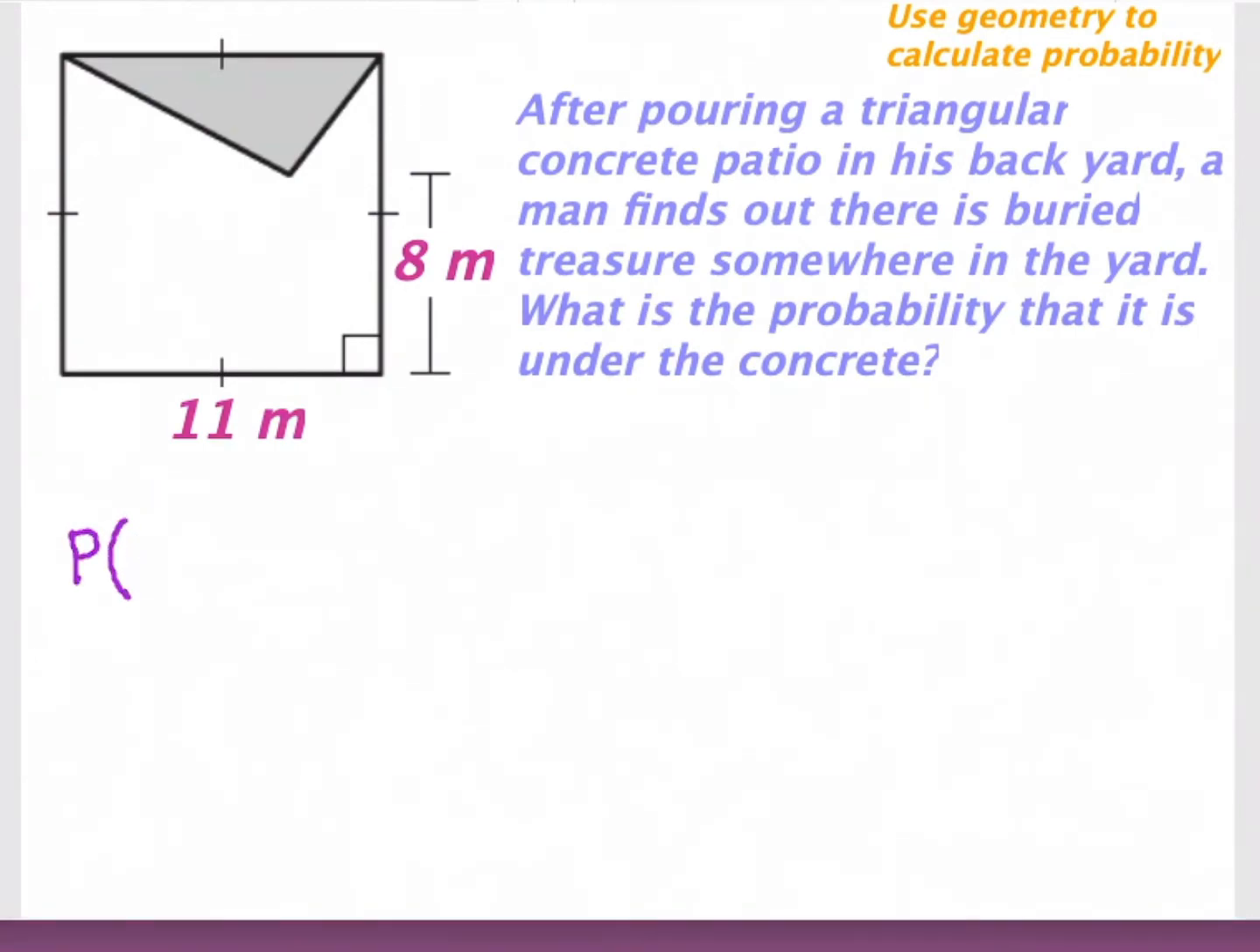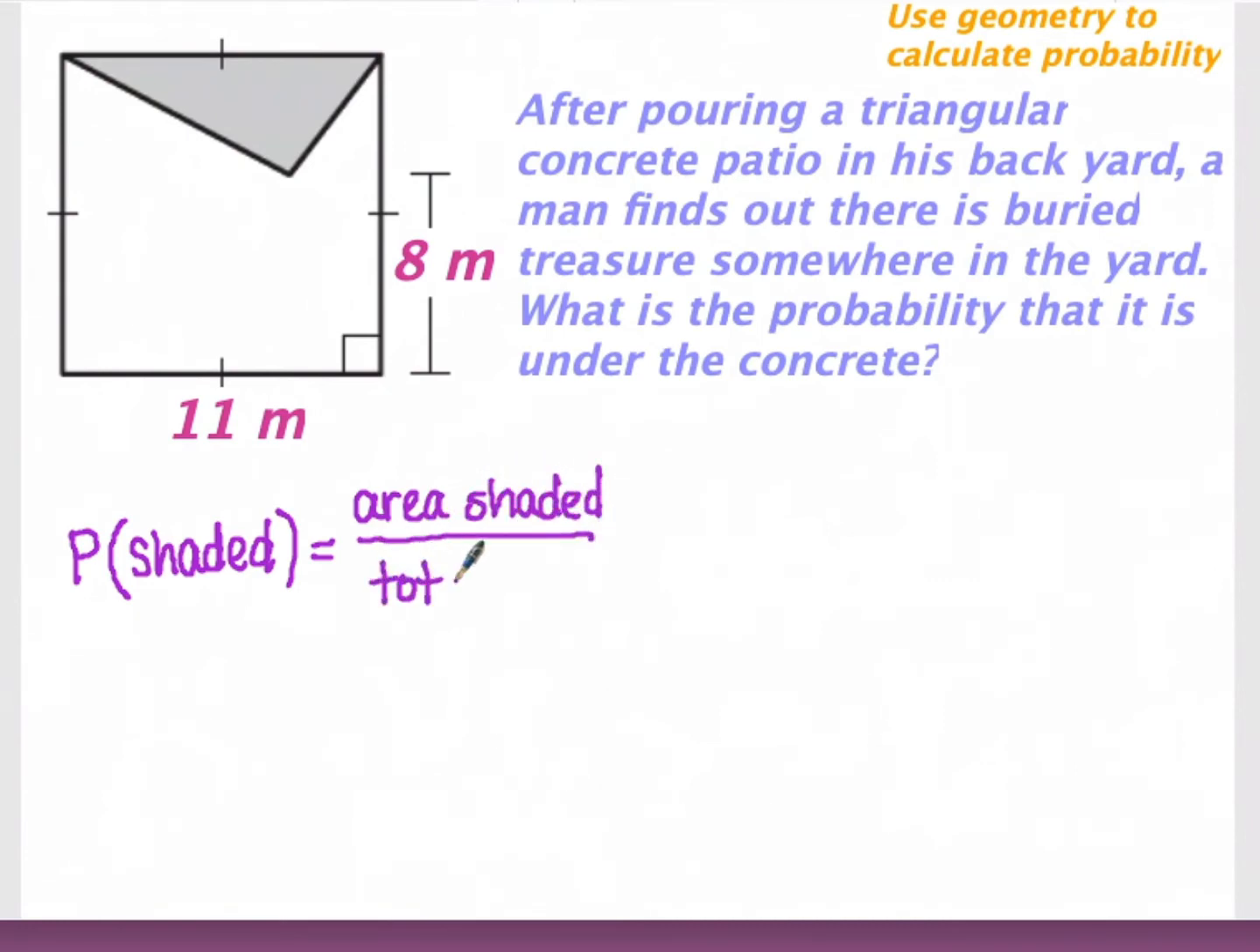So the probability basically that the treasure's under the concrete would be the probability that it lands somewhere in that shaded area. So again, we're just going to find the area of the shaded over the total area. Sometimes I think the total area is easier. Maybe not on this one though, because it doesn't actually give me the whole height. I guess that's probably like more the length of his backyard. I know the 11 at the bottom, which translates to 11 up here as well.